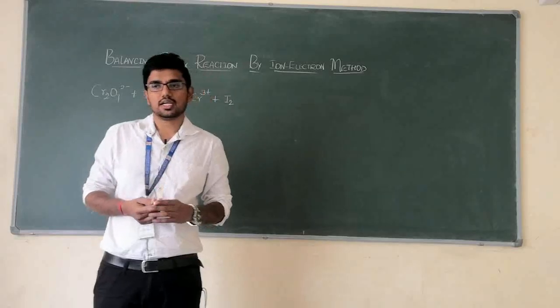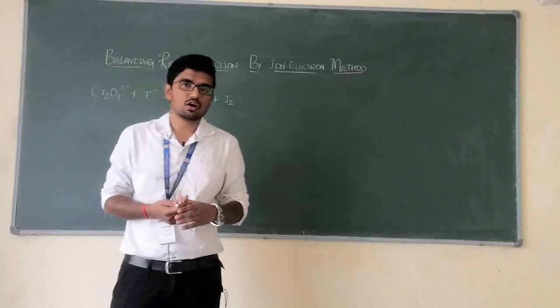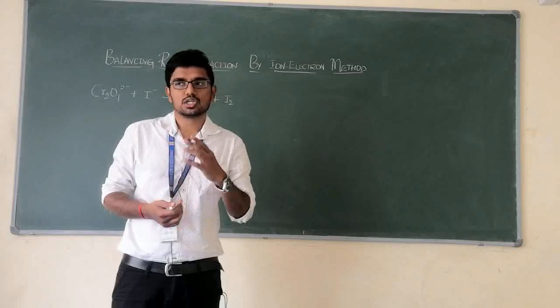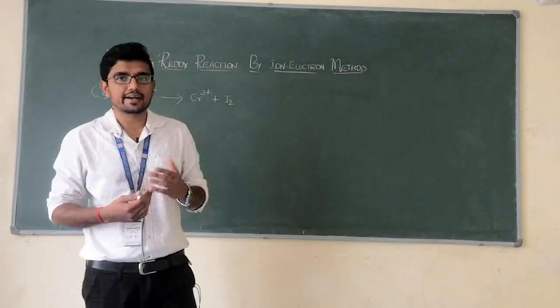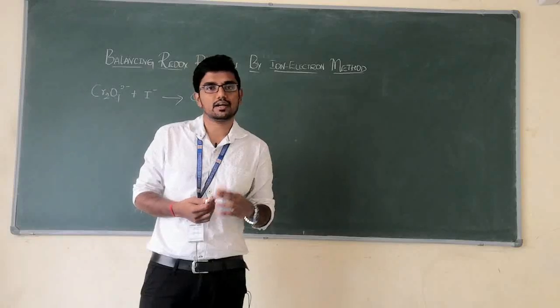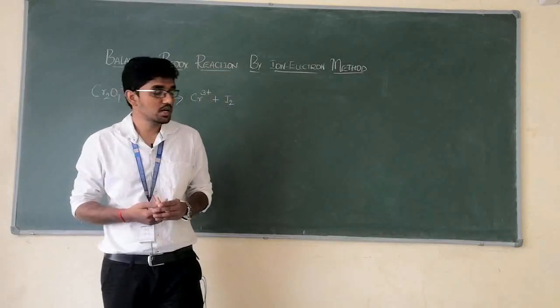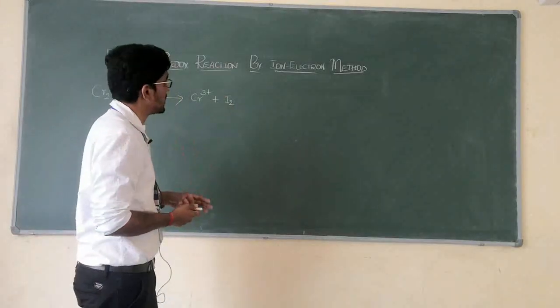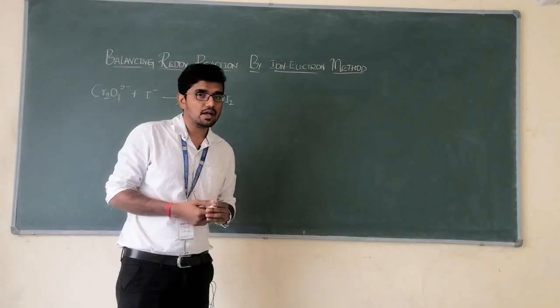So generally, what is an oxidation or reduction reaction? Oxidation is loss of electrons and reduction is gain of electrons. When both occur simultaneously, it is called a redox reaction. Today let us learn how to balance a redox reaction by the ion-electron method.